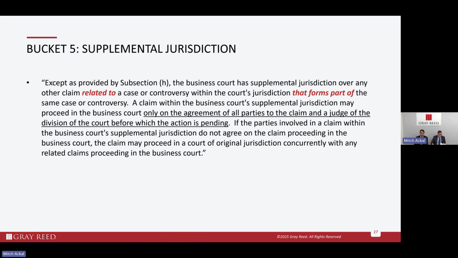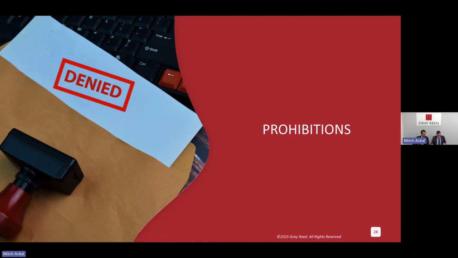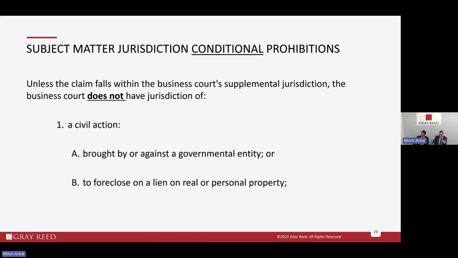And so the legislature, we talked about the theme, right? The legislature gave litigants a lot of freedom, but they did put some guardrails on. And so we're going to talk about the prohibitions next. On subject matter jurisdiction, they gave us both what we've deemed conditional prohibitions, as well as some total prohibitions on the kind of claims that can be brought into business courts. So the conditional prohibitions, these are claims that should not be brought in business court unless they can be brought under the supplemental jurisdiction that we just talked about.